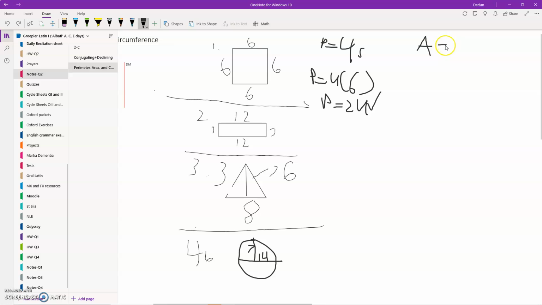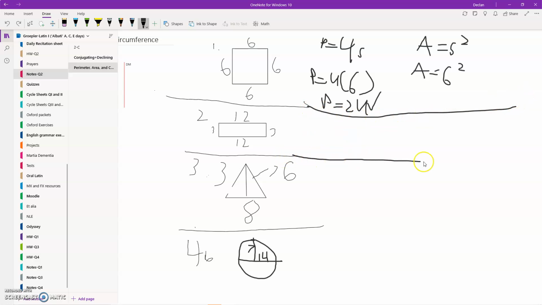And it's the same thing for area, it's just substitution. The formula is S squared, so we have A equals 6 squared. And that's all you have to do for that.